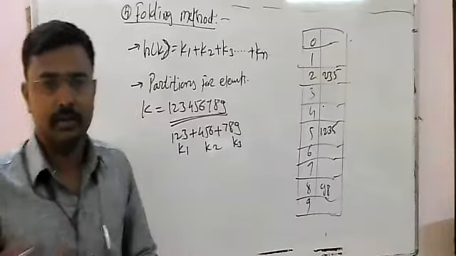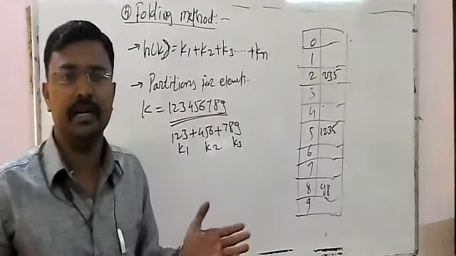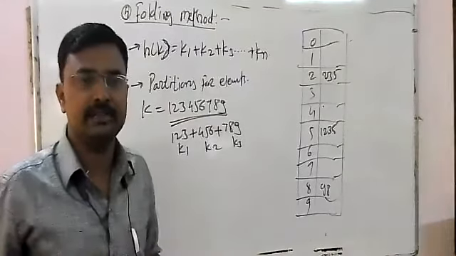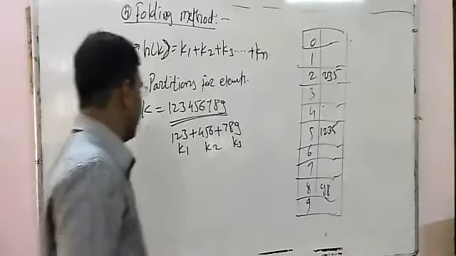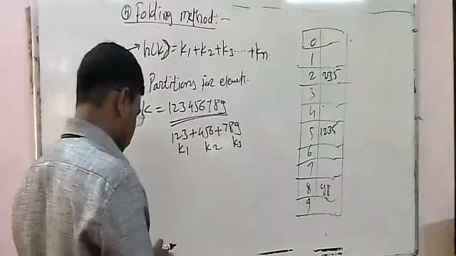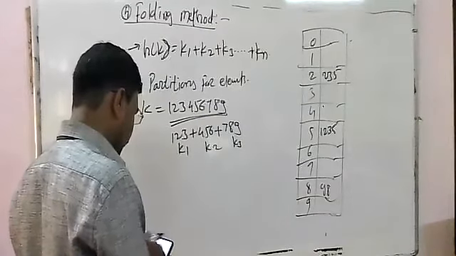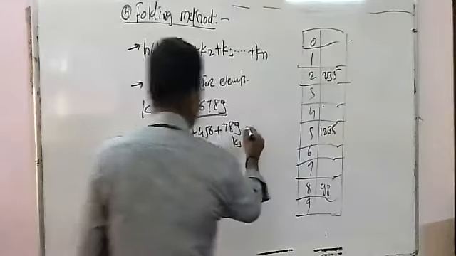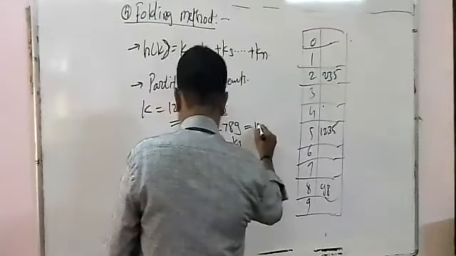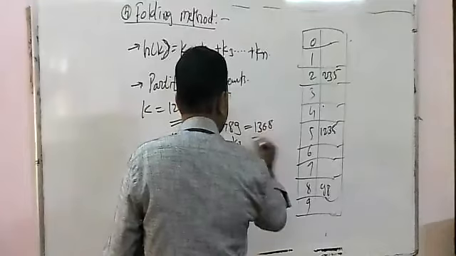In this way, you can do your folding. Folding means we are going to partition your key, and we are going to add these partitions. Make the addition: 1, 2, 3 plus 4, 5, 6 plus 7, 8, 9. What is the value? 1, 3, 6, 8.